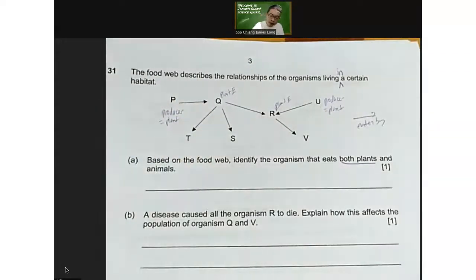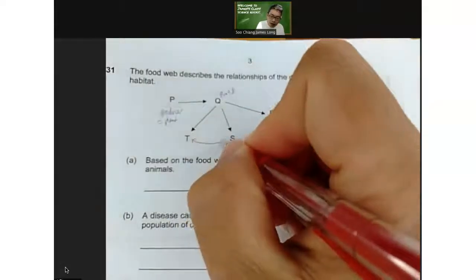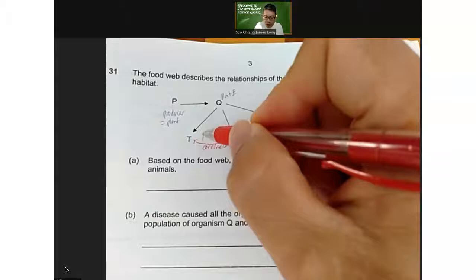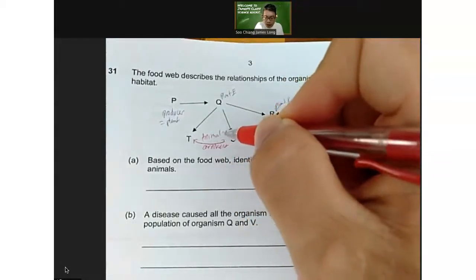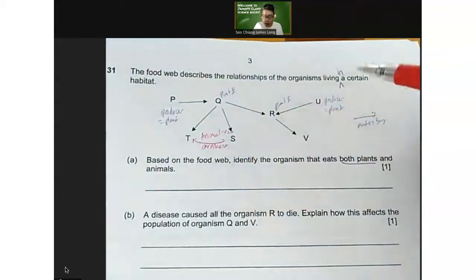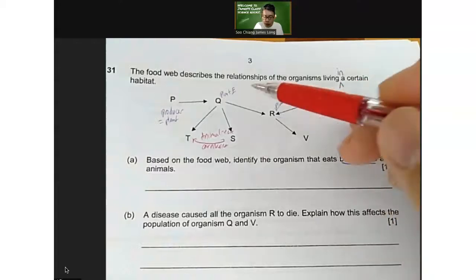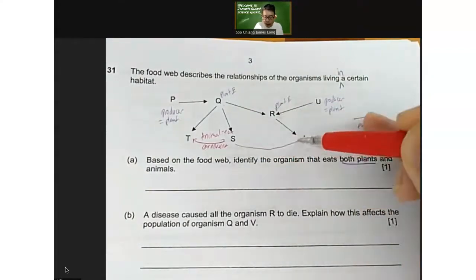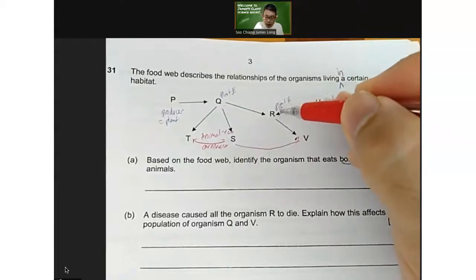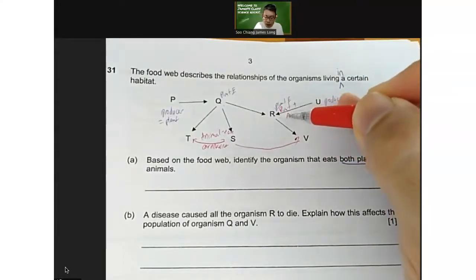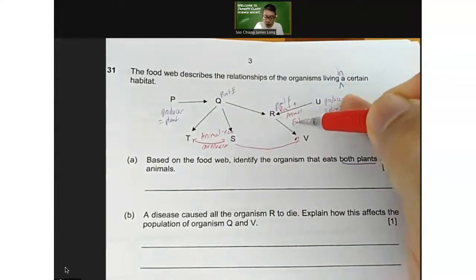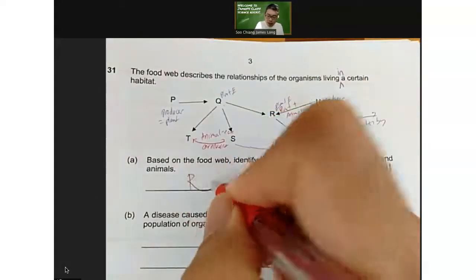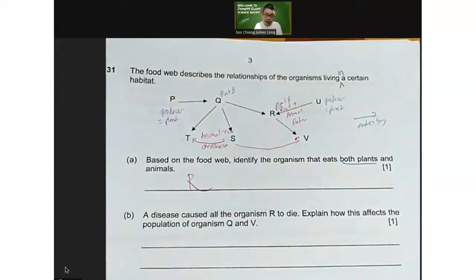So these two are very fierce carnivores, or animal eaters. How about R? R eats plants. R also eats another animal, Q. R is also eaten by another animal, which is another carnivore. But R here is a plant and animal eater, or what is known as an omnivore. So the answer here is R. It eats both plants and animals.